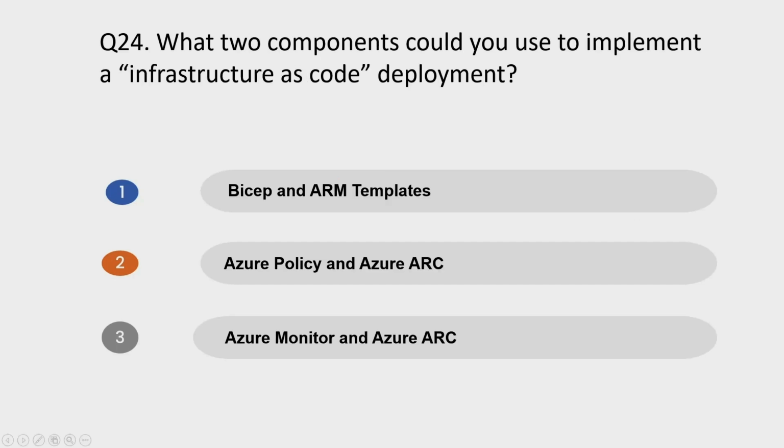Question number 24. What two components could you use to implement infrastructure as code? The keyword here is infrastructure as code deployment. The answers given are Bicep and ARM templates, Azure Policy and Azure Arc, Azure Monitor and Azure Arc. Let us see the answers one by one.